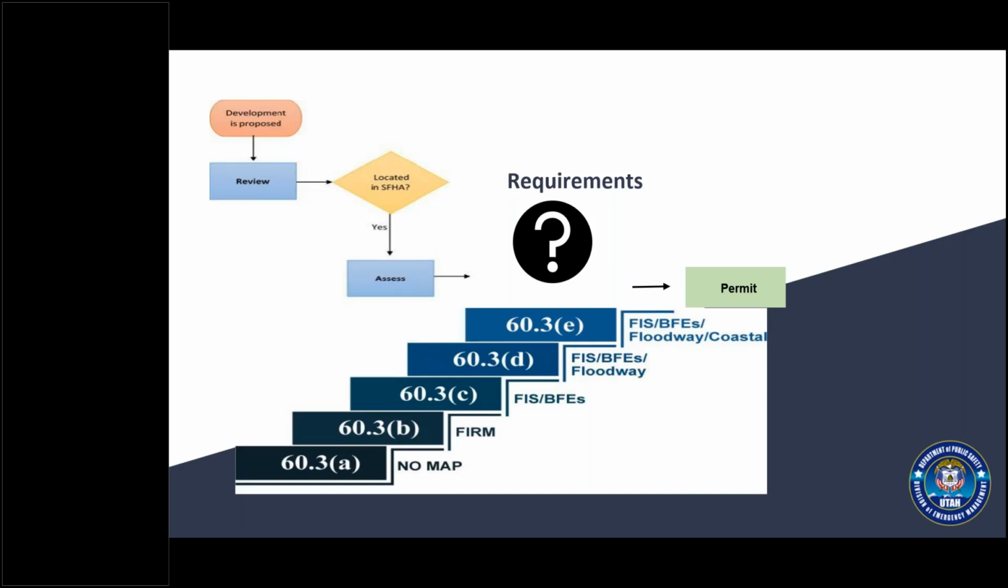Okay, so it's under 60.3 C10. And it just says require until a regulatory floodway is designated that no new construction, substantial improvement, or other development, including fill, shall be permitted, unless it's demonstrated that the cumulative effect of the proposed development when combined with all other existing and anticipated development will not increase the water surface elevation of the base flood more than 1 foot at any point in the community. So that's throughout your entire community. You can't increase the base flood elevation more than a foot with that development if you do not have a floodway.